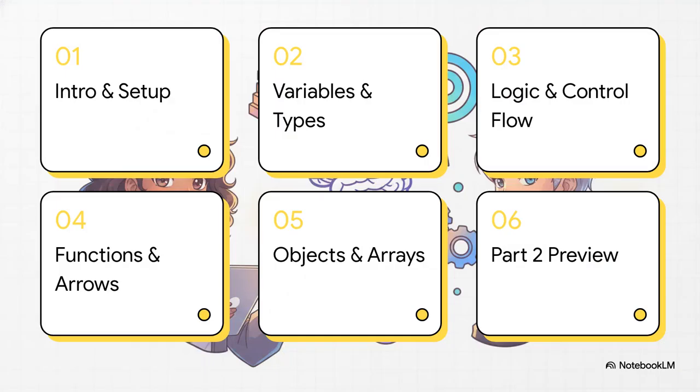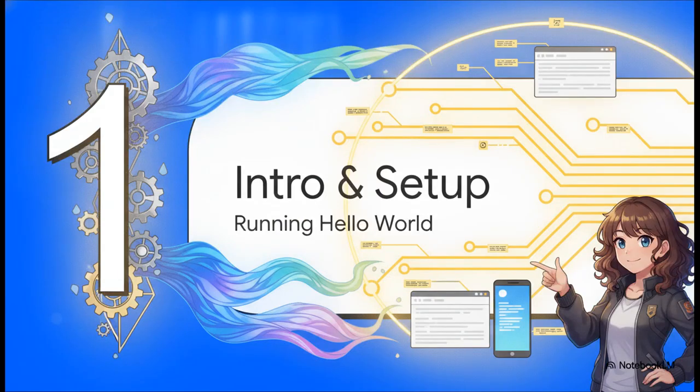Okay, here is the exact roadmap we're taking today. First, intro and setup. Second, variables and types. Third, logic and control flow. Fourth, functions and arrow syntax. Fifth, objects and arrays. And finally, a quick preview of part 2. Let's dive in. Section 1, Intro and Setup.